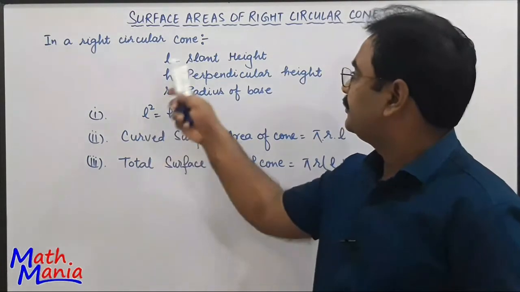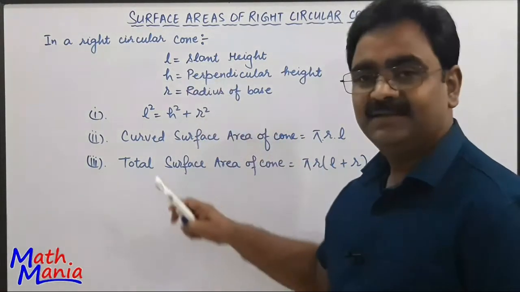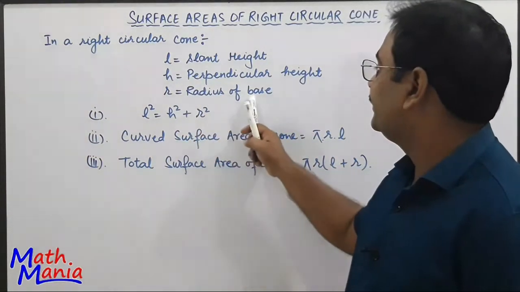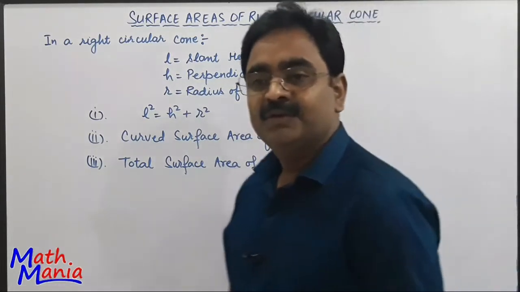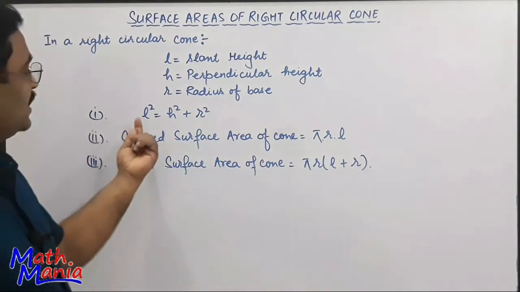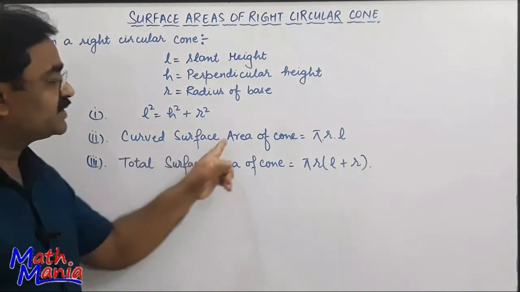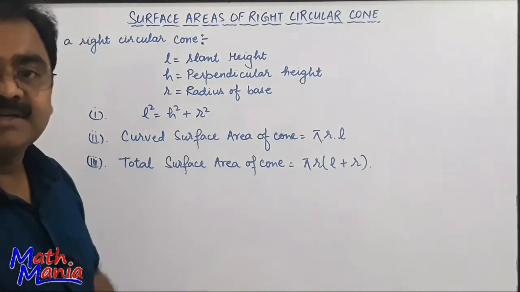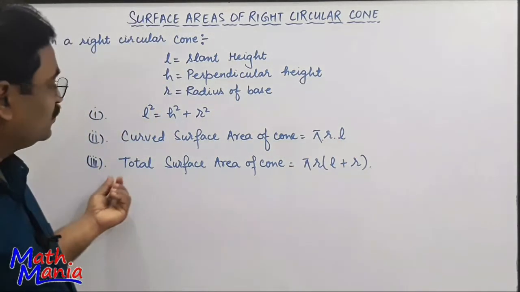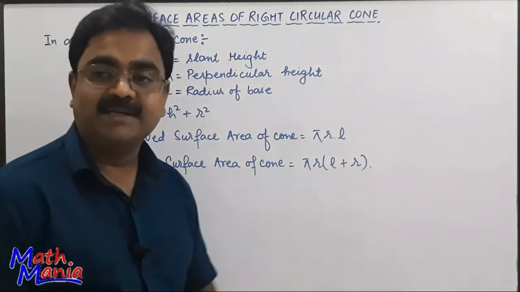In this right circular cone, as you know that l is the slant height, h is the perpendicular height and r is the radius of base. So there are three formulas we have. First one is l square equals h square plus r square. Second, the curved surface area, or you can say lateral surface area, is equal to pi r l. And the last one, the total surface area, TSA of the cone, is pi r into (l plus r).